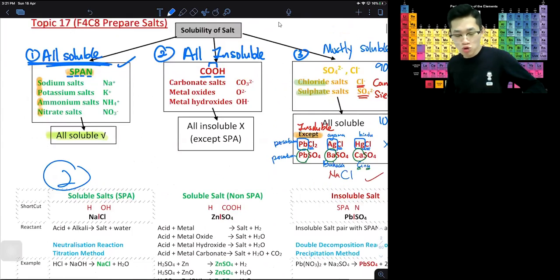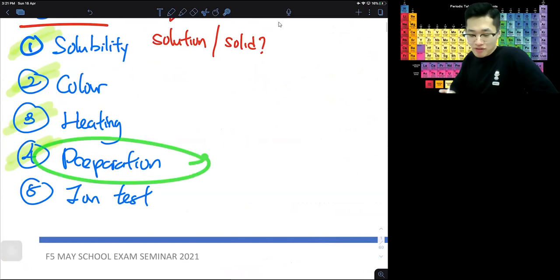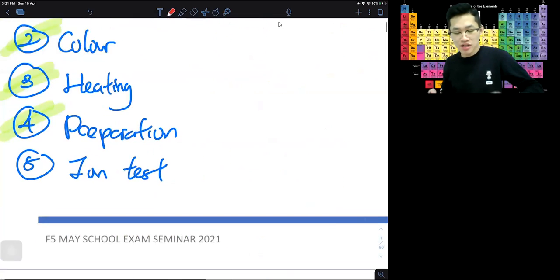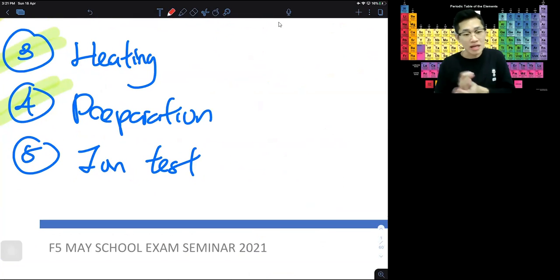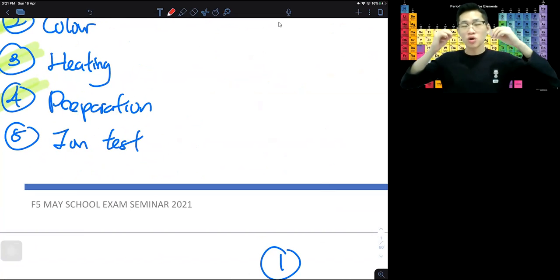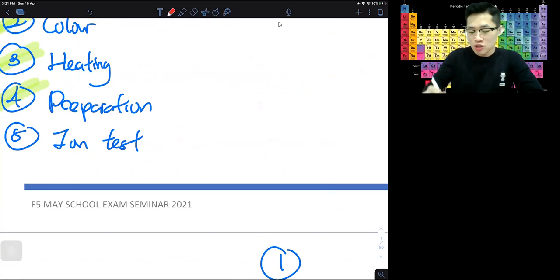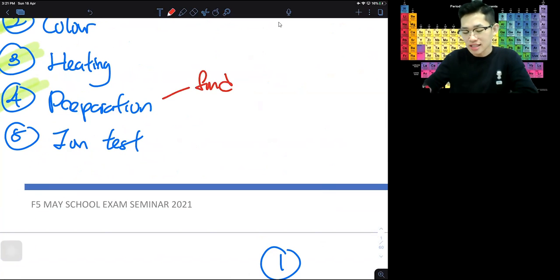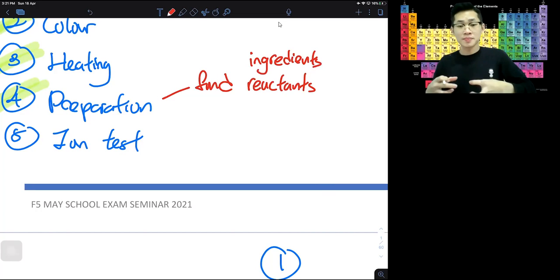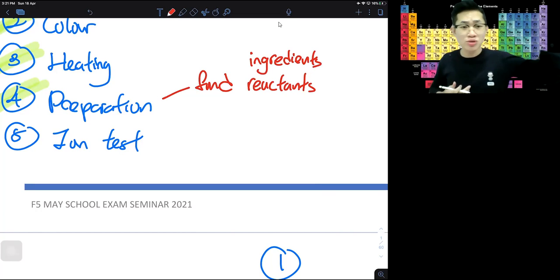I'm going to teach you how to do this preparation of salt. When you do this preparation of salt, there is something very important you have to know. The purpose why I'm giving you all this shortcut later is to help you find the reactants. Reactants means the ingredients. Ingredients to make salt. Let's say I want to eat CuCl2.